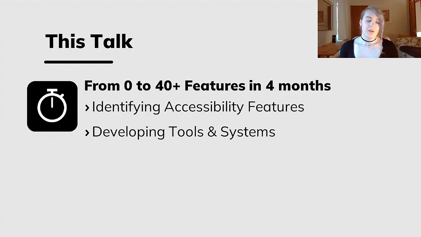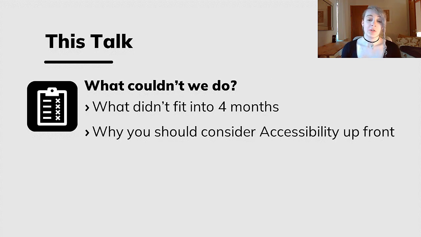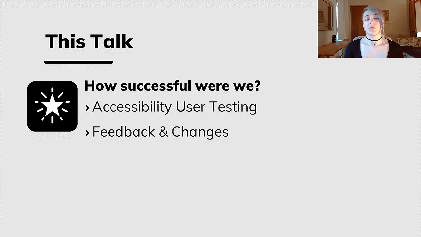To kick us off, I'm going to talk a little bit about what this talk is going to contain. Section 1 is from 0 to 40 plus features in 4 months. This is all about identifying accessibility features and developing the tools and systems that were needed for them. The second section is what we couldn't do, what we couldn't fit into the 4 months, and a few reasons why you should consider accessibility up front. The last section is about how successful we were, looking at accessibility user testing, how we validated our features, and the feedback and changes that we made from the testing.